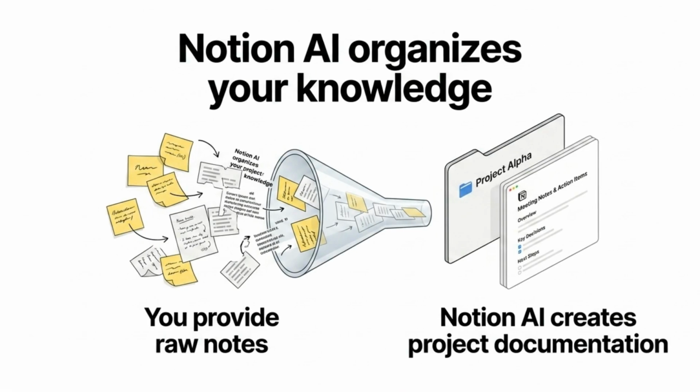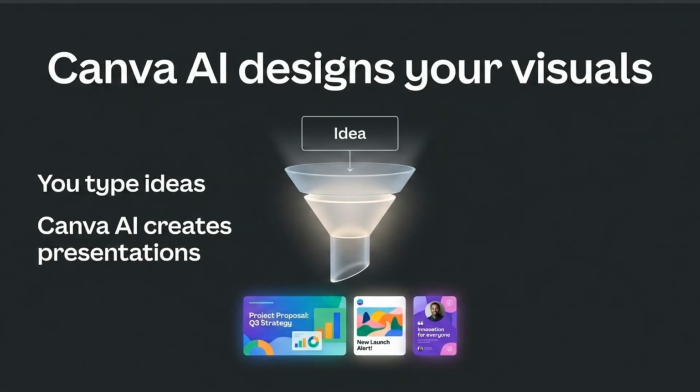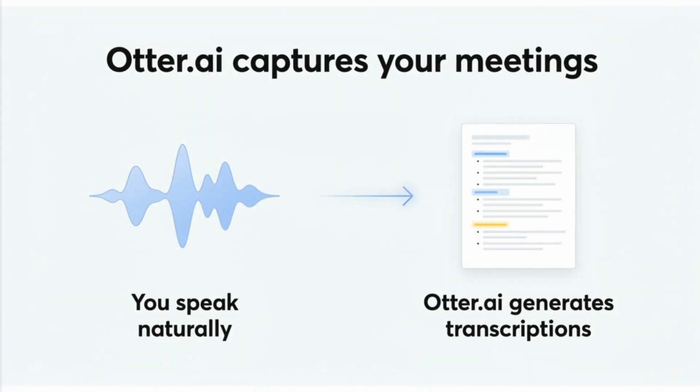Notion.ai organizes your knowledge. You provide raw, messy notes, and Notion.ai creates structured project documentation and knowledge summaries. Canva.ai designs your visuals. You type in your ideas, and Canva.ai creates stunning visuals, including presentations and social media graphics.